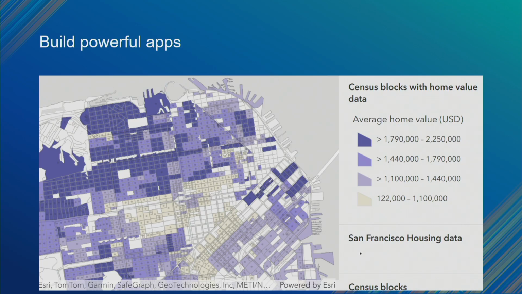I included a few screenshots here of some custom apps that we've created using basemaps. This is a data visualization app for the city of San Francisco. I believe it uses ArcGIS Human Geography. On top of that, it's showing census blocks that have the average home value aggregated for those areas.